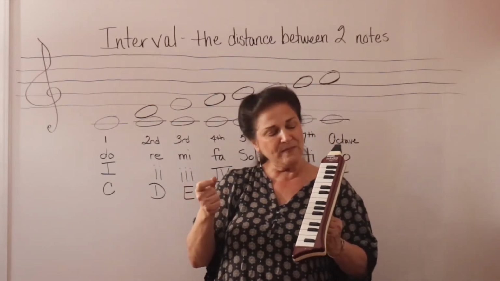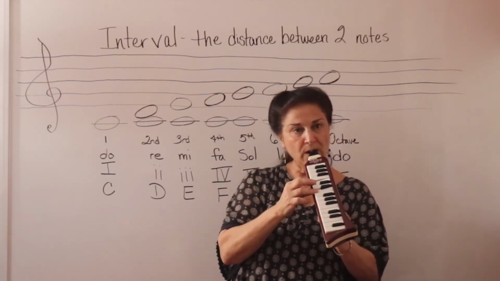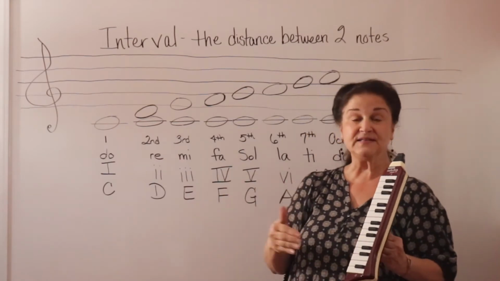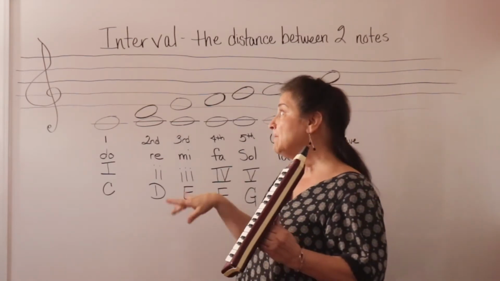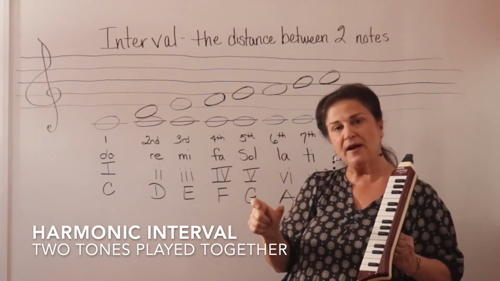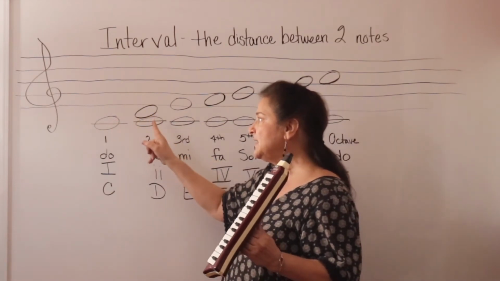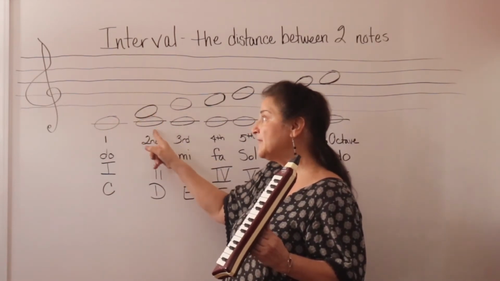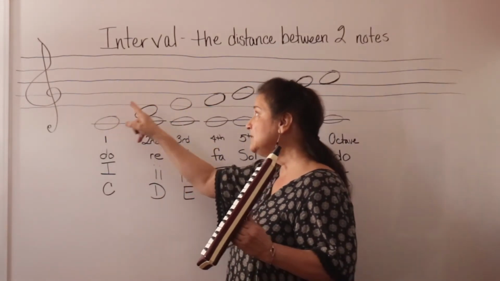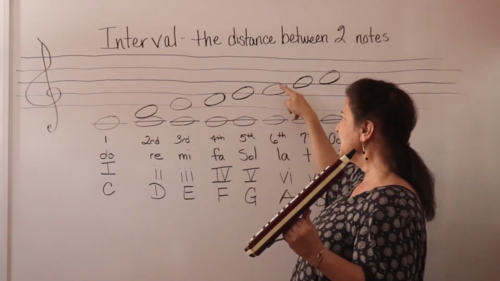When we play them together, it creates harmony. And we are going to discuss that in the harmony unit, but we call the two tones played together harmonic intervals. So we have melodic, where they're played separately, and then harmonic, where they're played together. Melodic, harmonic. Do, fa. That was do, la, and then together.